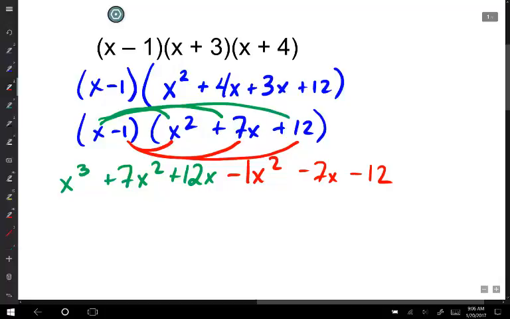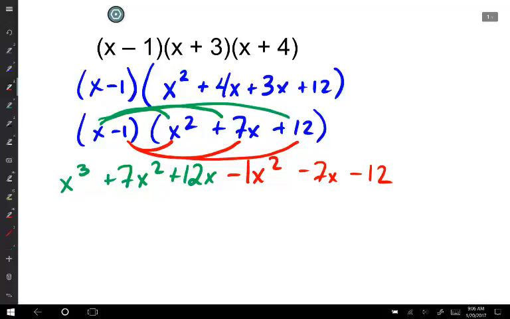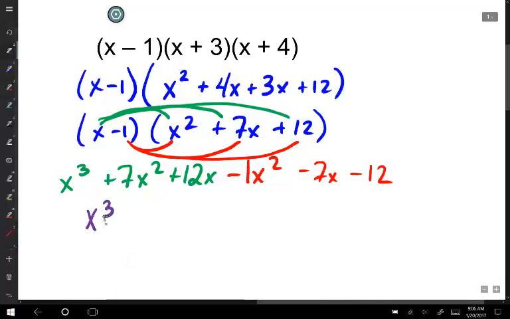This is the horizontal method. It stretches it out wider. The benefit is it stretches it out. The drawback is it's not lined up. Whichever method you want to use, it doesn't really matter. Either way, we still have x cubed, we still have 6x squared, we still have 5x, and we still have minus 12.